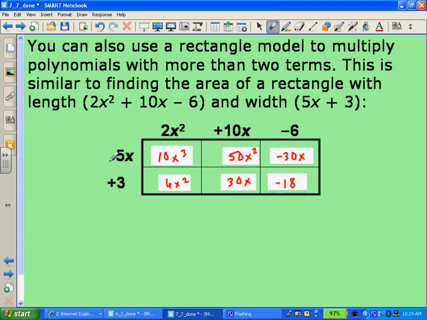So then I have essentially what I had before. Now I have to combine my like terms. 10x cubed. Then I have 50x squared and 6x squared, so that's 56x squared. 30x minus 30x, and then minus 18. So I end up at the same place with the rectangle model. You might notice it seems a little bit shorter. It kind of is, except you have to draw the rectangle and do all that. I don't know if it takes more or less time, but there's another method you could use.